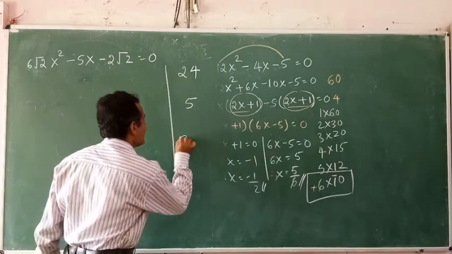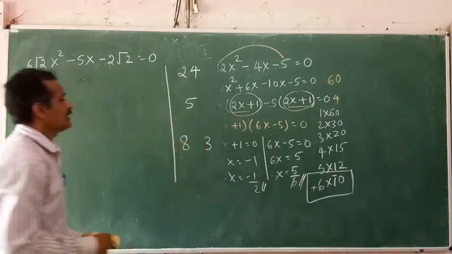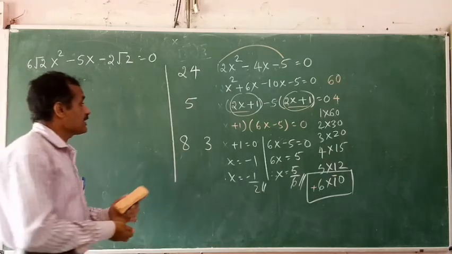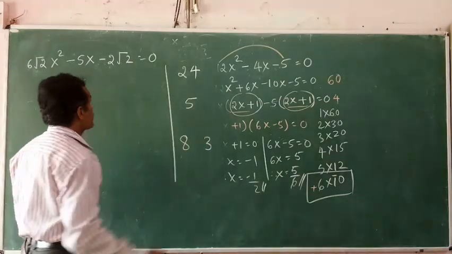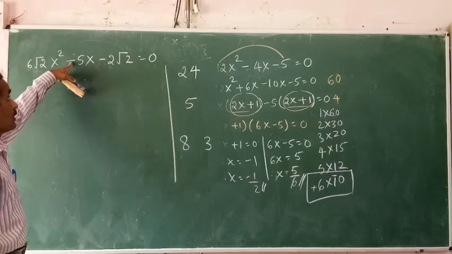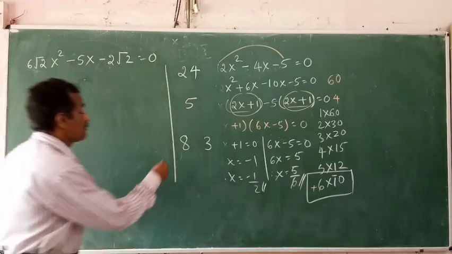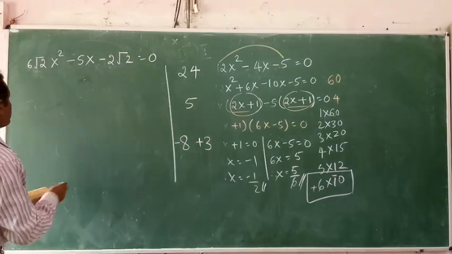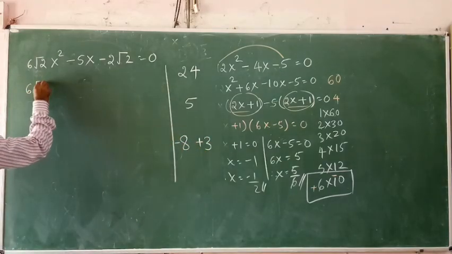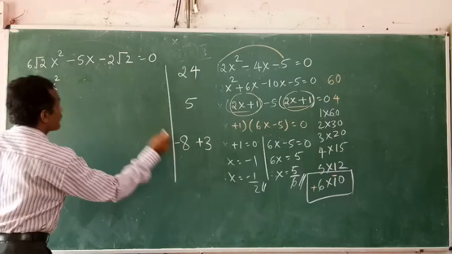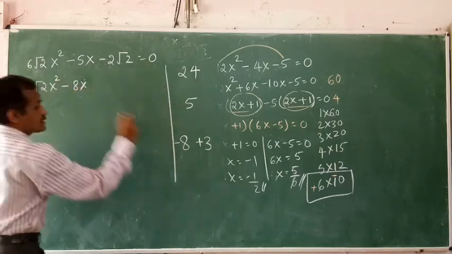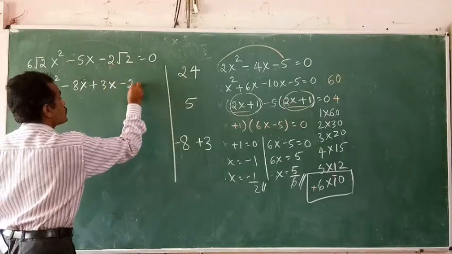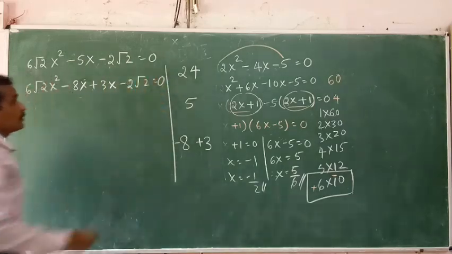The middle terms are 8 and 3. Which 8 and which 3? Since this is minus, the bigger number will have a minus sign, the smaller number will have a plus sign. Come on. 6 root 2 x square minus 8x plus 3x minus 2 root 2 is equal to 0.